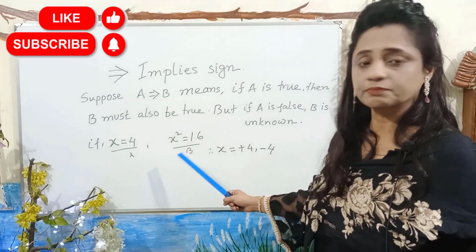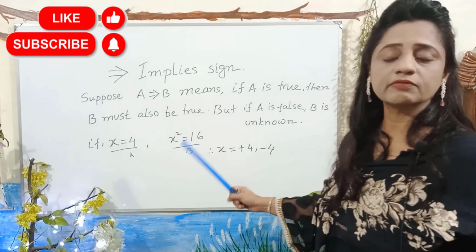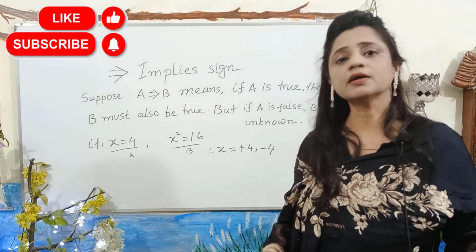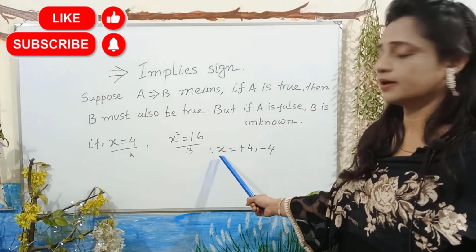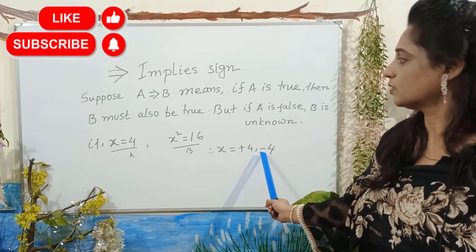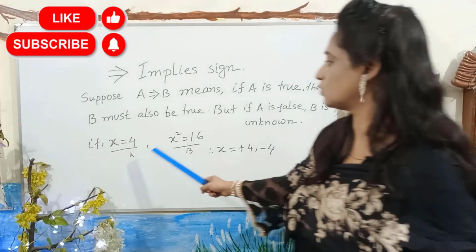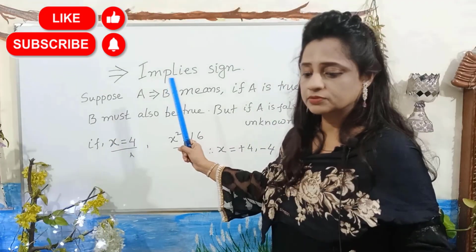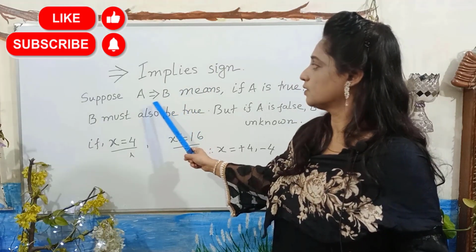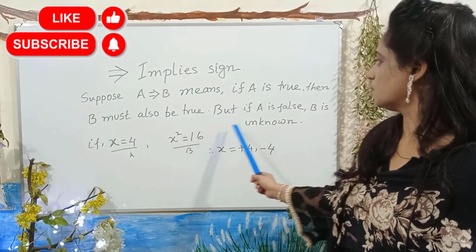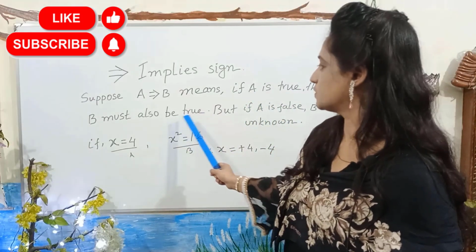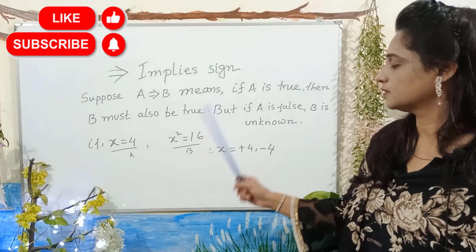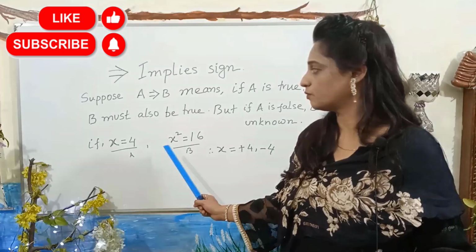I guess this one is B. So from this value we can get the value of x, that is plus 4 and minus 4. So if we consider x equals to minus 4, then A is false because the value of A is 4. So in that case B is unknown. So we can say that we can get the value of B from A. So if A is true, then B must also be true. But if A is false, B is unknown.